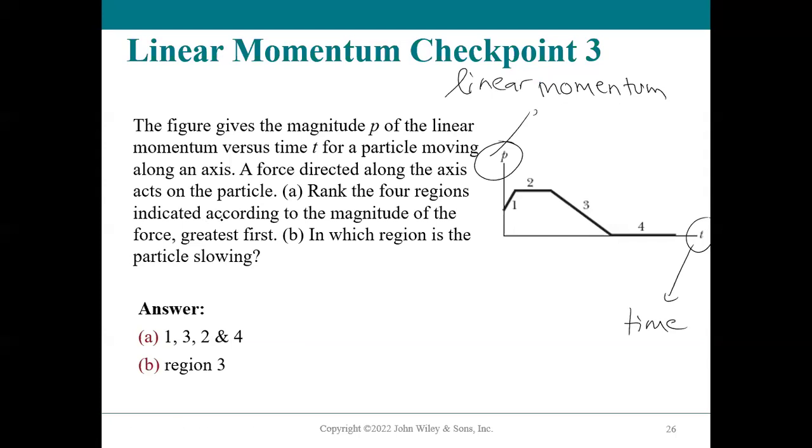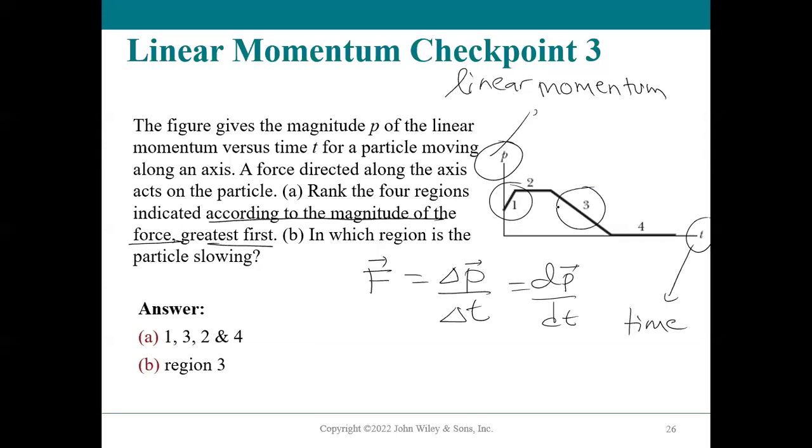So rank the four regions indicated according to the magnitude of the force, greatest first. You can see that force is delta P divided by delta T. When force is positive, the slope is positive, so this is dp/dt. This one is first, and then the second one, but a negative sign means the opposite direction, and this one is zero. So the first is number one, and then number three, number two, and four.